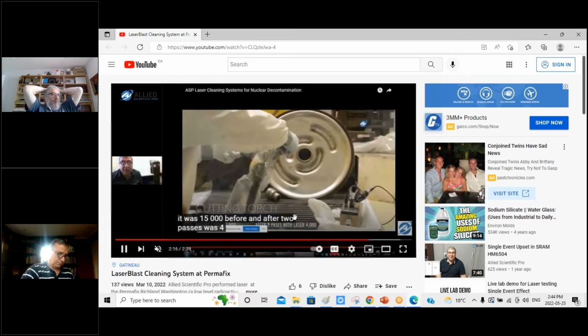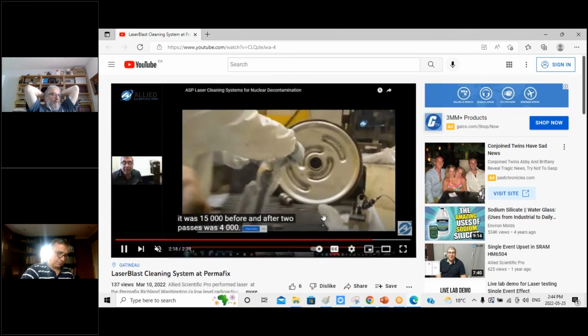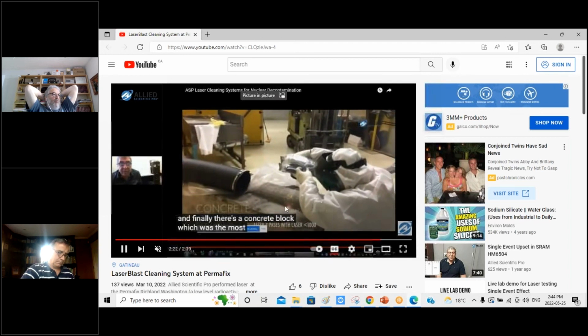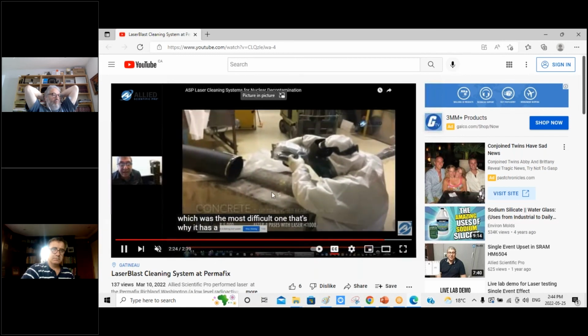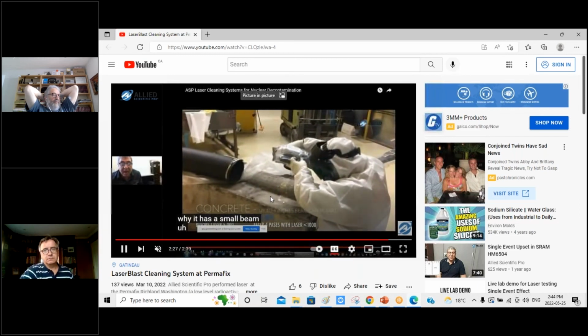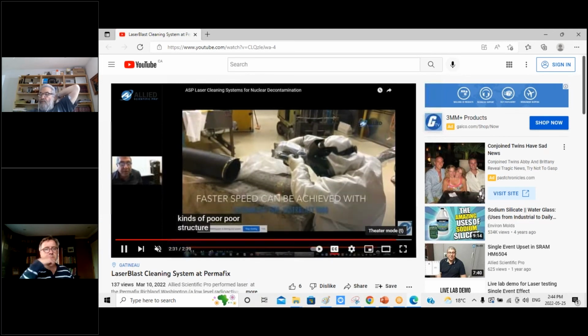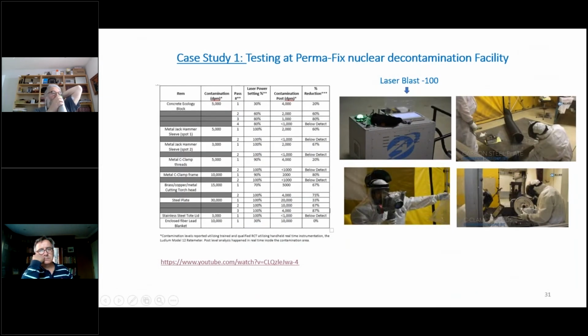And over here, there is a torch, and this is a concrete block. So you can see in this case, the beam is smaller so that it could penetrate through the pores of the concrete. So this was our first case study.